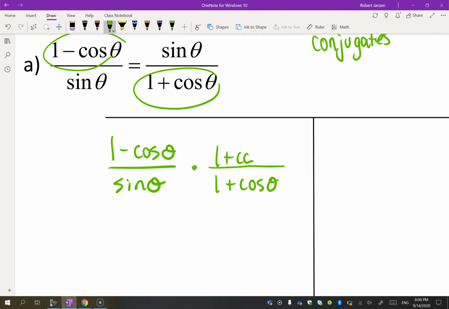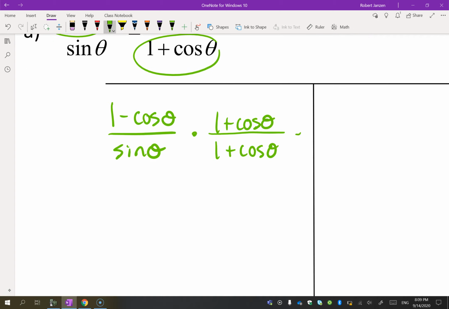Now, why am I doing this? Well, the first reason is I hope that you're going to recognize when you see the conjugate. When you see one in the numerator, one in the denominator like this, you should recognize that you've got a conjugate situation. We're going to introduce the 1 plus cos in the denominator because that's where we want to end up. Okay, now watch what happens when we do that.